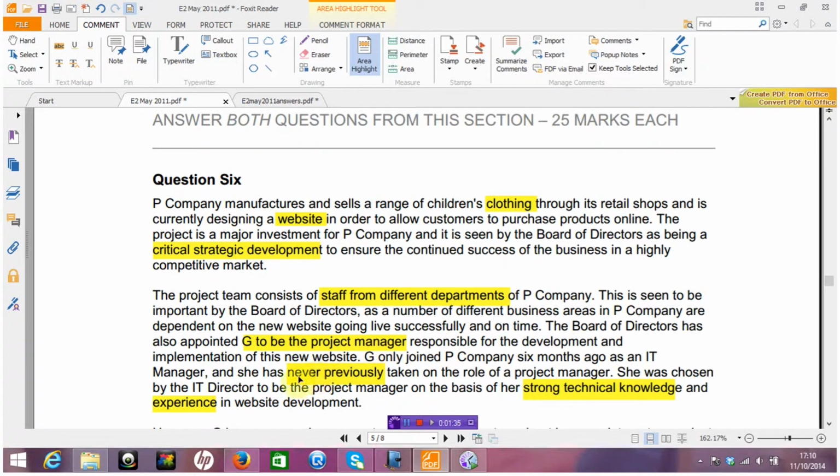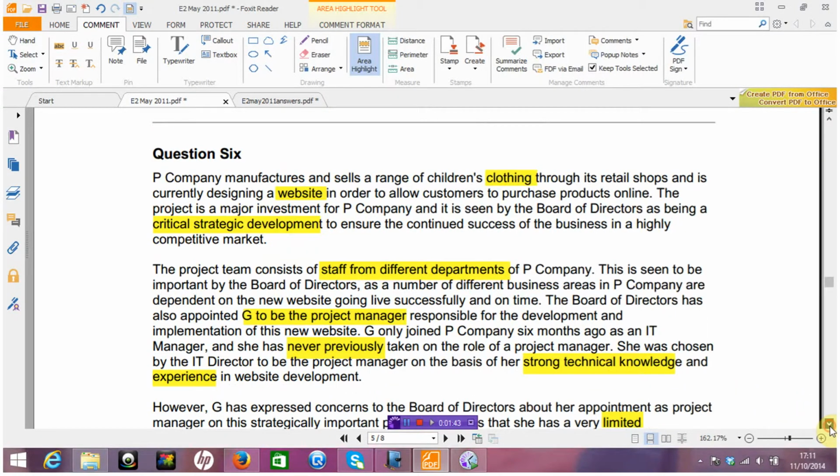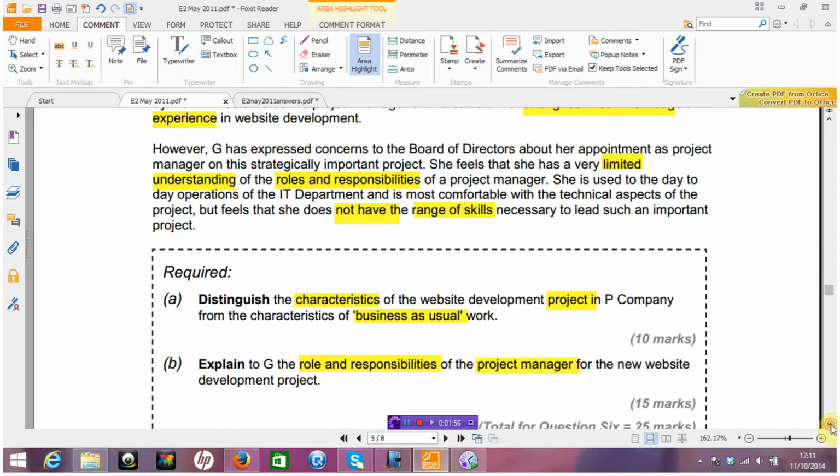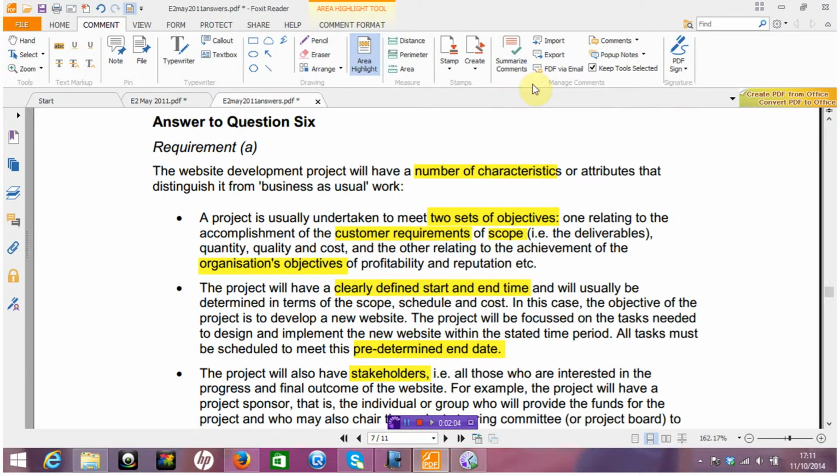Now we'll see down below that she's never previously taken on the role, although she has some knowledge in terms of the technical side and experience in website development. She's a little bit concerned that she doesn't have the skills, and the question focuses in on the roles and responsibilities. So that's really the nuts and bolts here. The first part of the question probably could be answered to a large extent without the scenario, and to some extent part B as well. So let me take you through the answer.